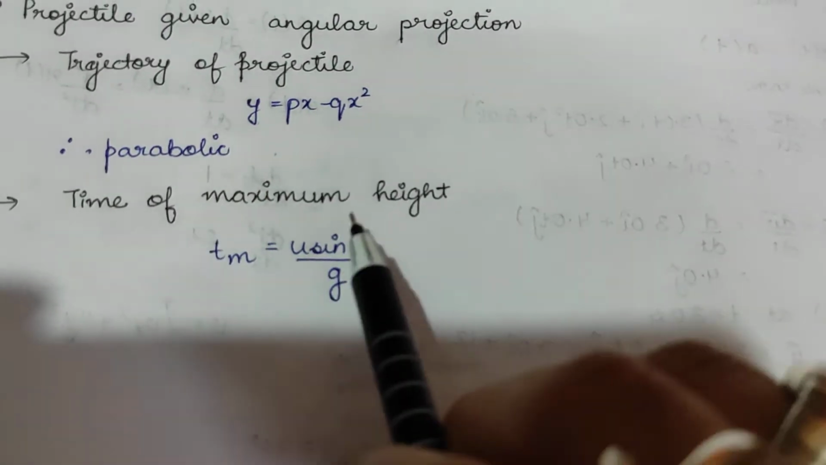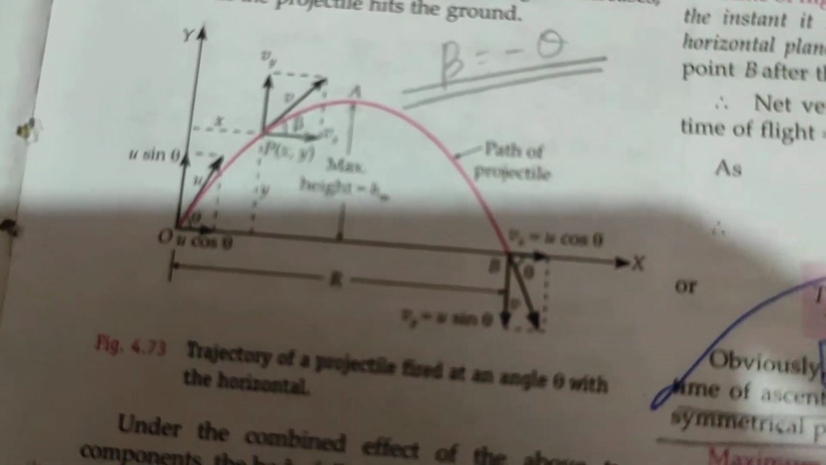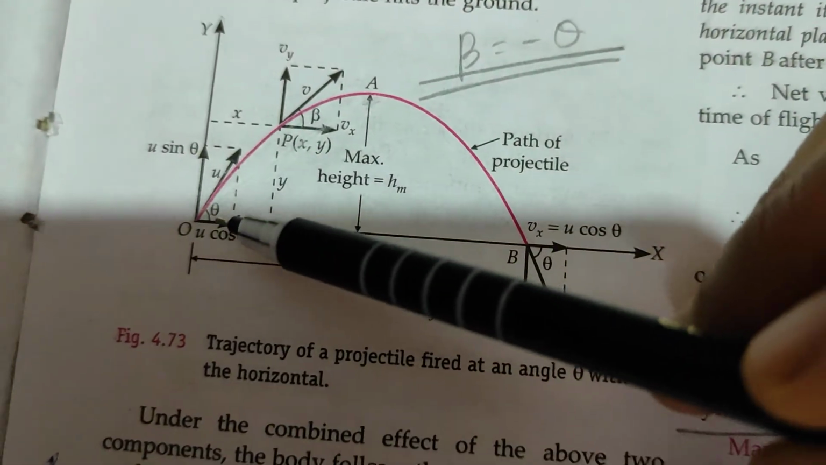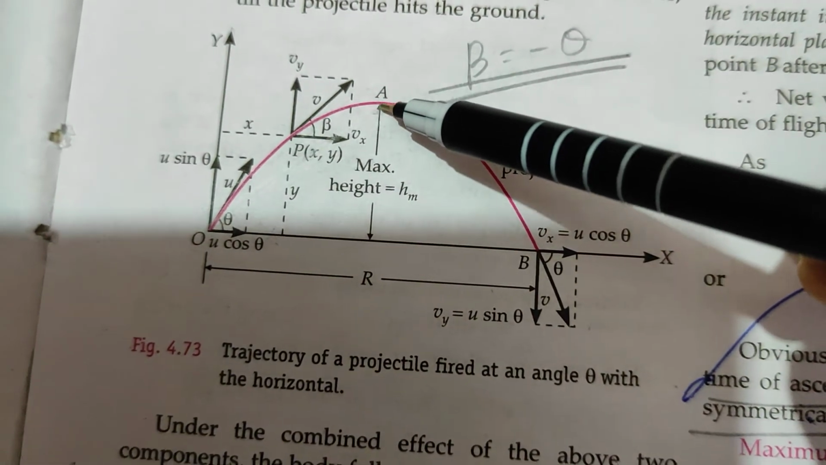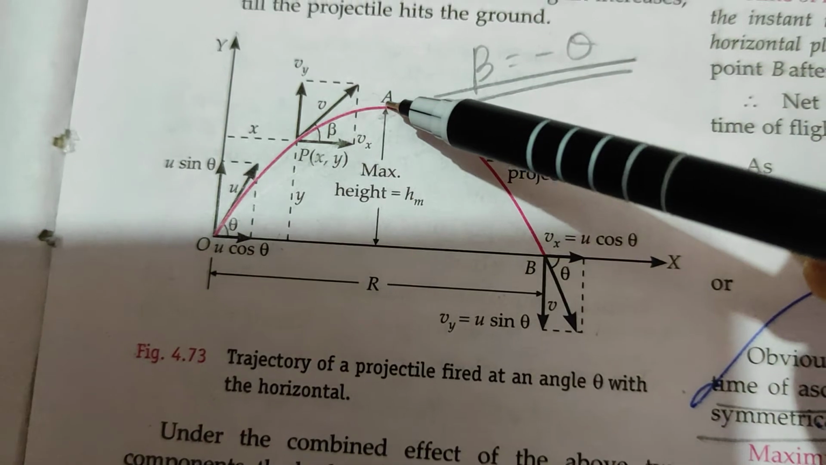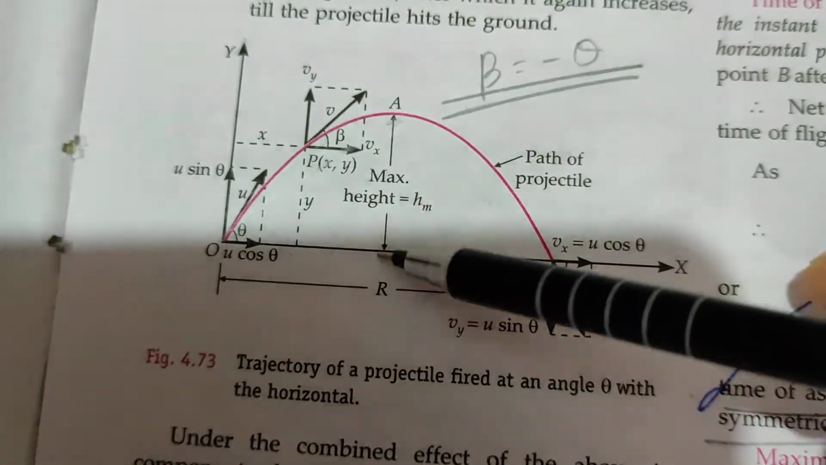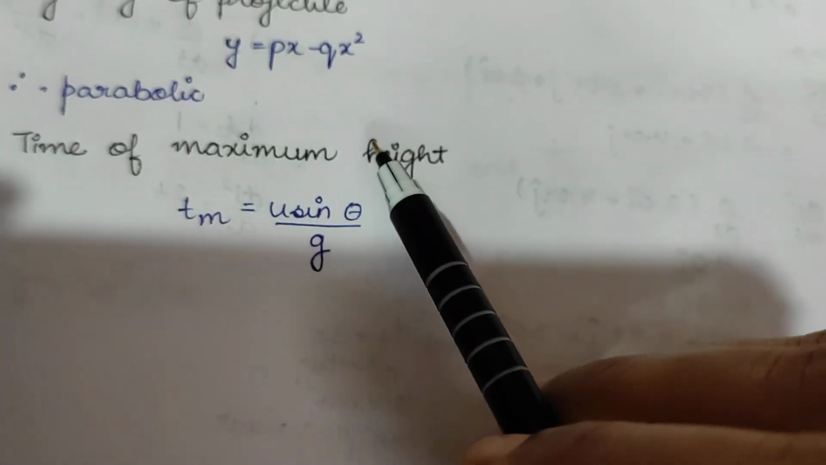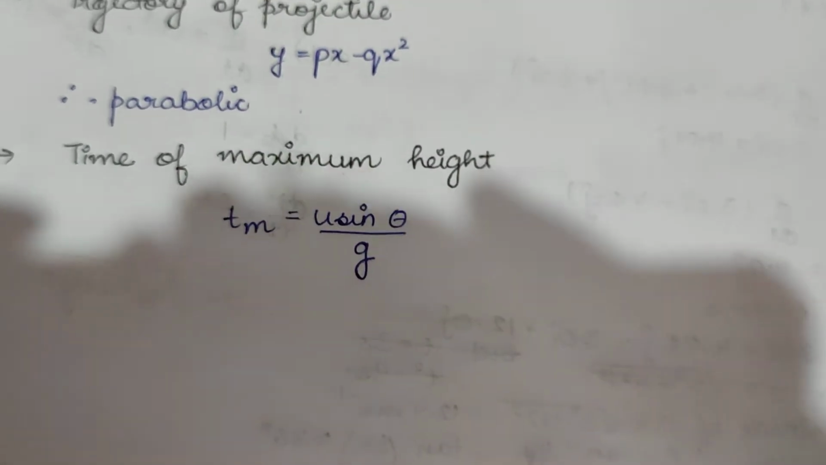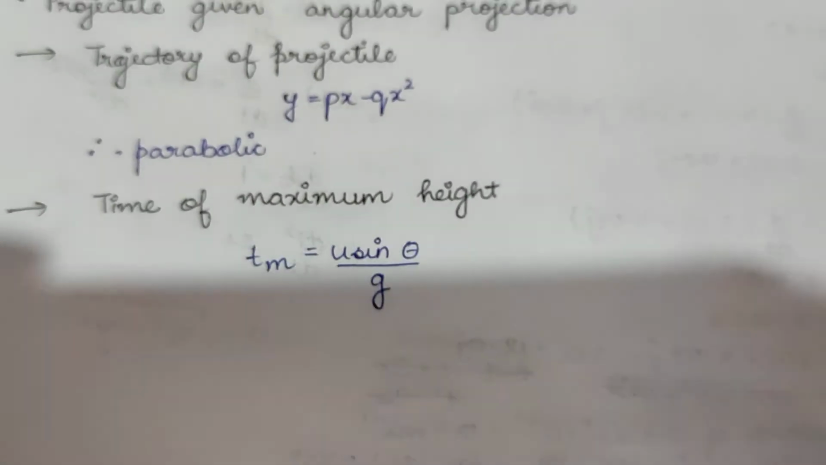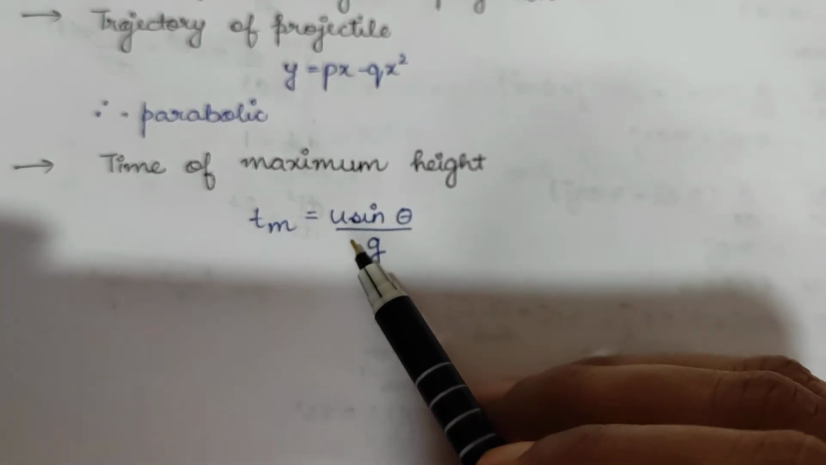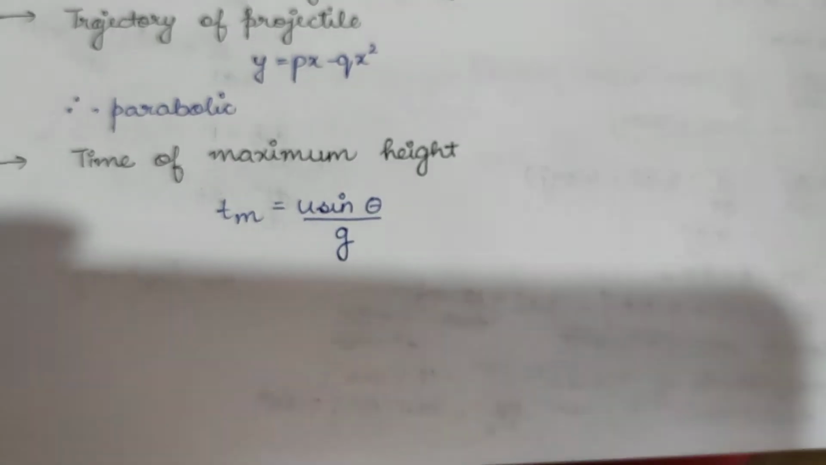Okay. Now time of maximum height. See, in this diagram, this is projected at an angle theta. Now it will reach a maximum height at this point. Fine. So we are talking about this maximum height. The time it has taken to reach that maximum height is given by tm, small tm, and it is equal to u sin theta upon g.